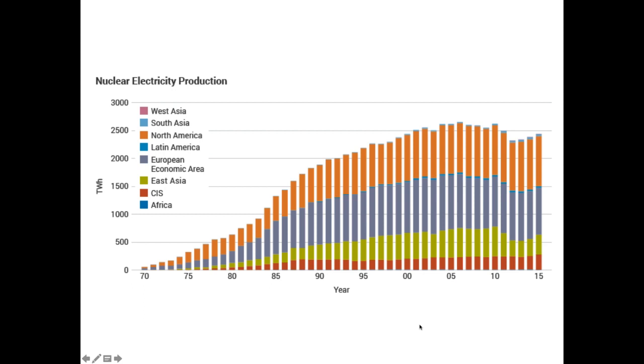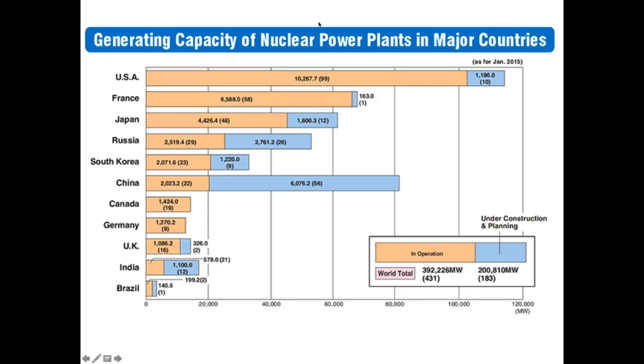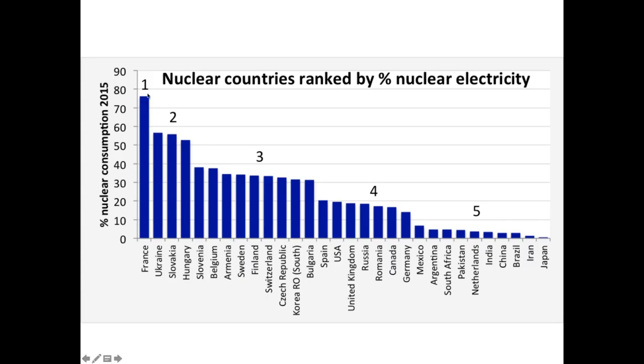This just shows nuclear production by region and by area, so you can kind of see how that looks. And then also the generating capacity of nuclear power in major countries. The United States actually has the most nuclear generation compared to other countries out there. But when you actually compare it by percent of nuclear, France is number one.